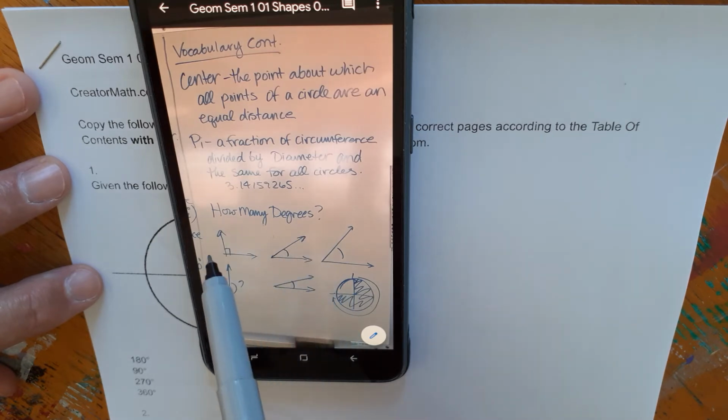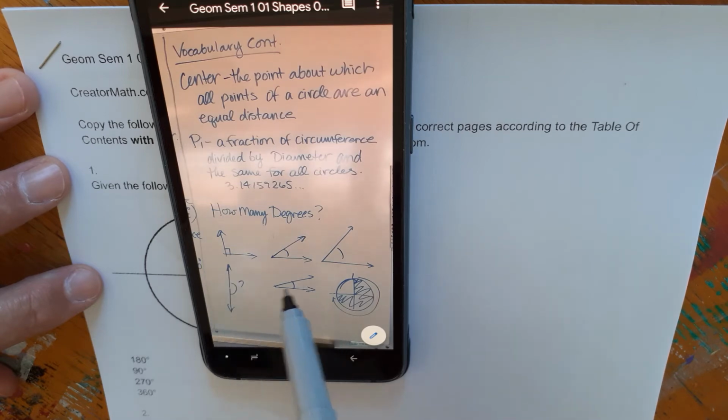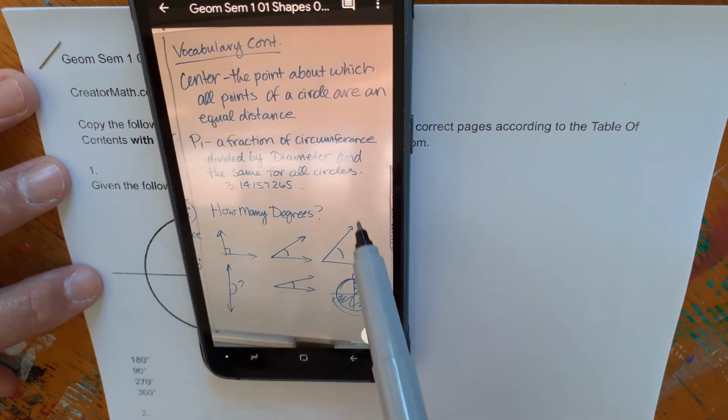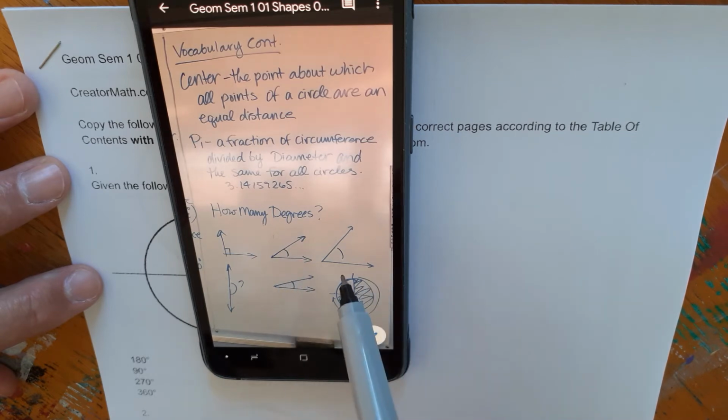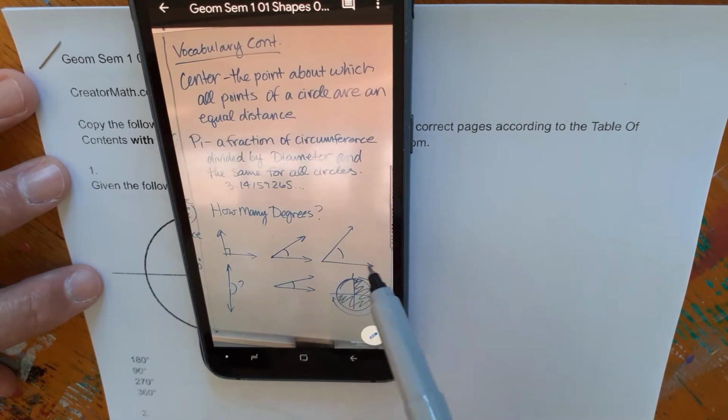How many degrees? So this is 90. The square down in the center says 90 degrees. This is 180 because it's a straight angle. This is acute, this is acute, this is acute. So if I had to guess, I might guess this at 30 degrees, this at 45 degrees, and this at 60 degrees. And I'm just completely guessing. I don't know what it actually is.